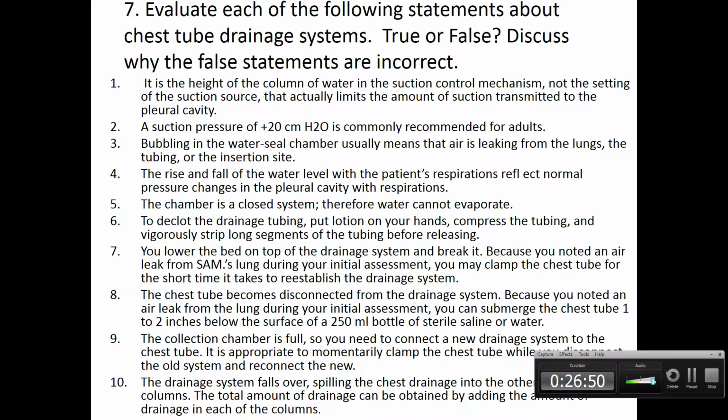It is the height of the column of water in the suction control, not the setting of the suction control, that actually limits the amount of suction transmitted to the pleural cavity. True or false?